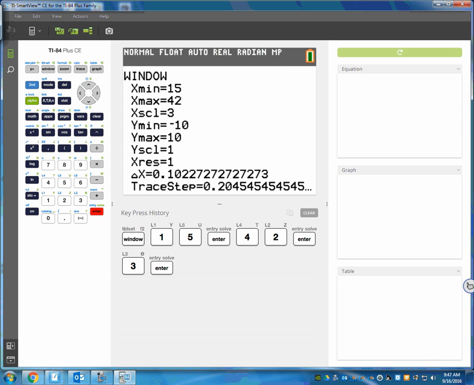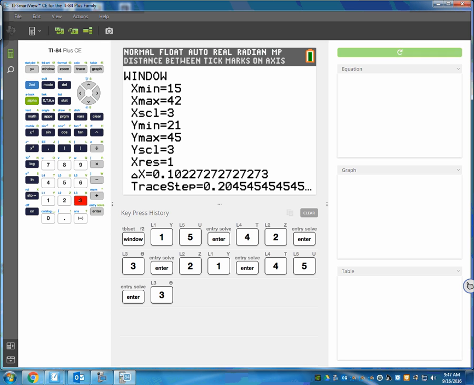And then my Y values, we broke that graph too. I'm going to start at 21, and I ended at 45, I think. And again, I went by 3. To me, using a graphing calculator, understanding how to change your window so you can see the X, Y features that you want to see is the most important feature of the graphing calculator.